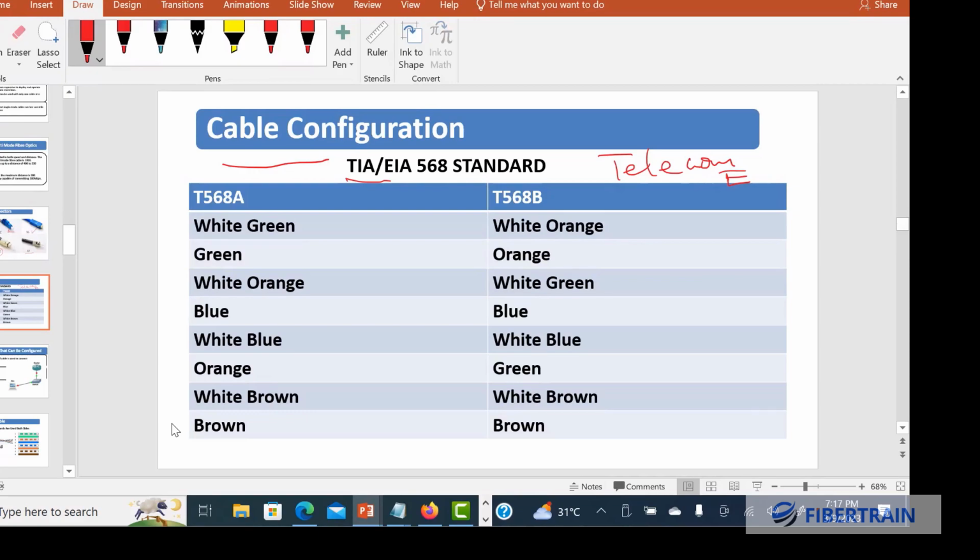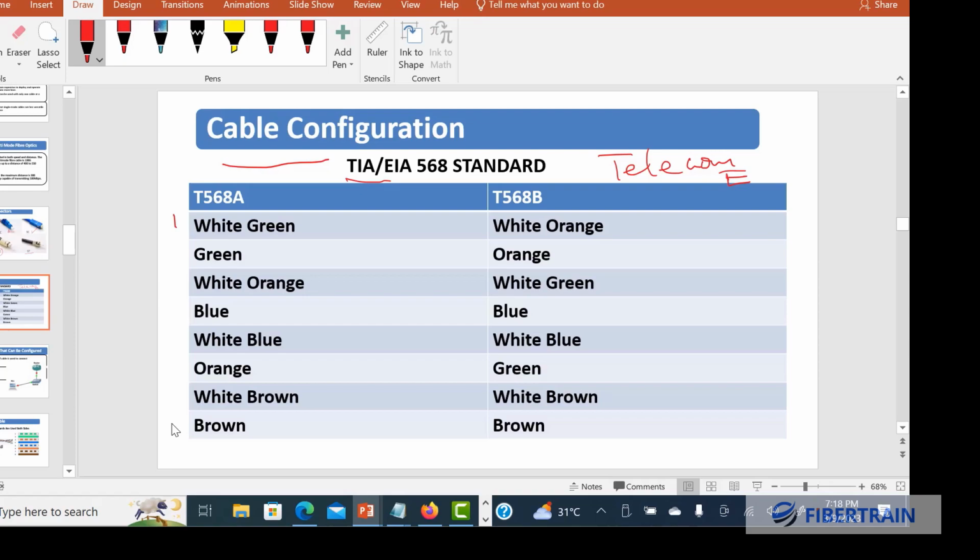You notice that in a category cable, there are different colors, right? And out of those colors, we have to arrange them in order. The first cable that you should take into the connector should be the cable that is white and green. You know, we have white and green and we have solid green. We have white and orange and we have solid orange. We have white and blue and we have solid blue. We have white and brown and we have solid brown.